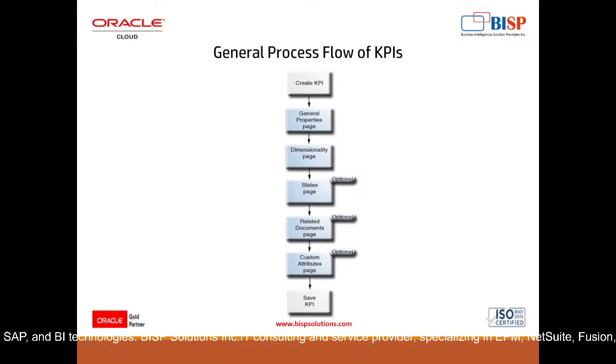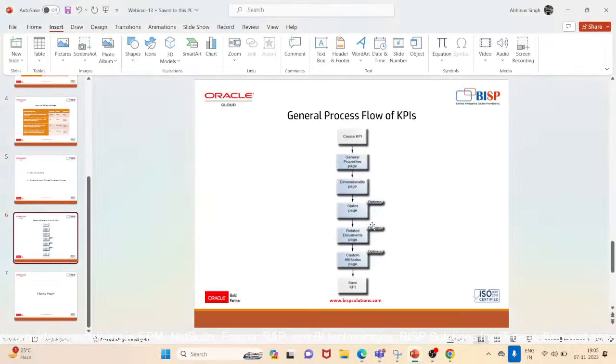So this is the general process flow of KPIs. You can see first you need to create a KPI, then the general properties page, then the dimensionality page, then these are optional: the states page, the related documents page, and the custom attributes page, and then you save the KPI.